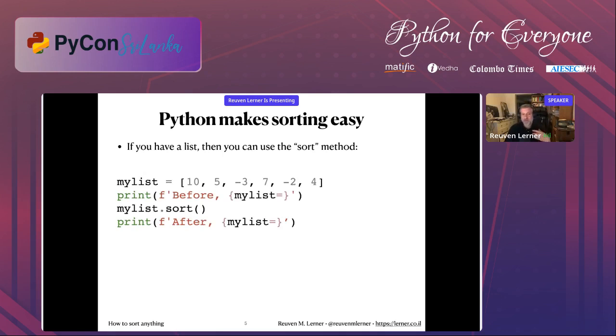If you have a list, and of course, a list is one of the built-in basic data structures in Python. If you have a list of integers, and here my list is 10, 5, minus 3, 7, minus 2, and 4. What I did here was I'm printing before my list is, and then I run the mylist.sort method. List objects in Python have a sort method. And so when I run sort, it actually changes the list.